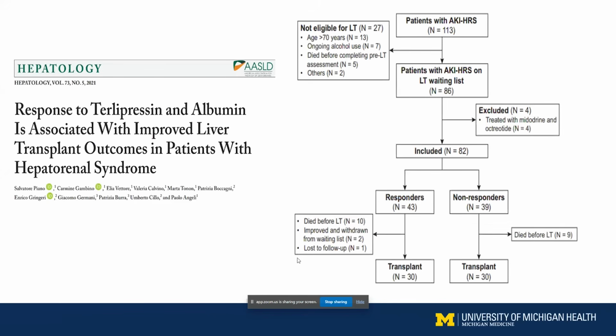So how does response to terlipressin and albumin affect the transplant outcomes? This was a study of 113 patients. Of these, 86 with HRS AKI were on the waiting list. They included 82 patients: 43 were responders to terlipressin and albumin, and 39 were non-responders. Of these 43, 30 got transplanted. Of these 39, 30 got transplanted.